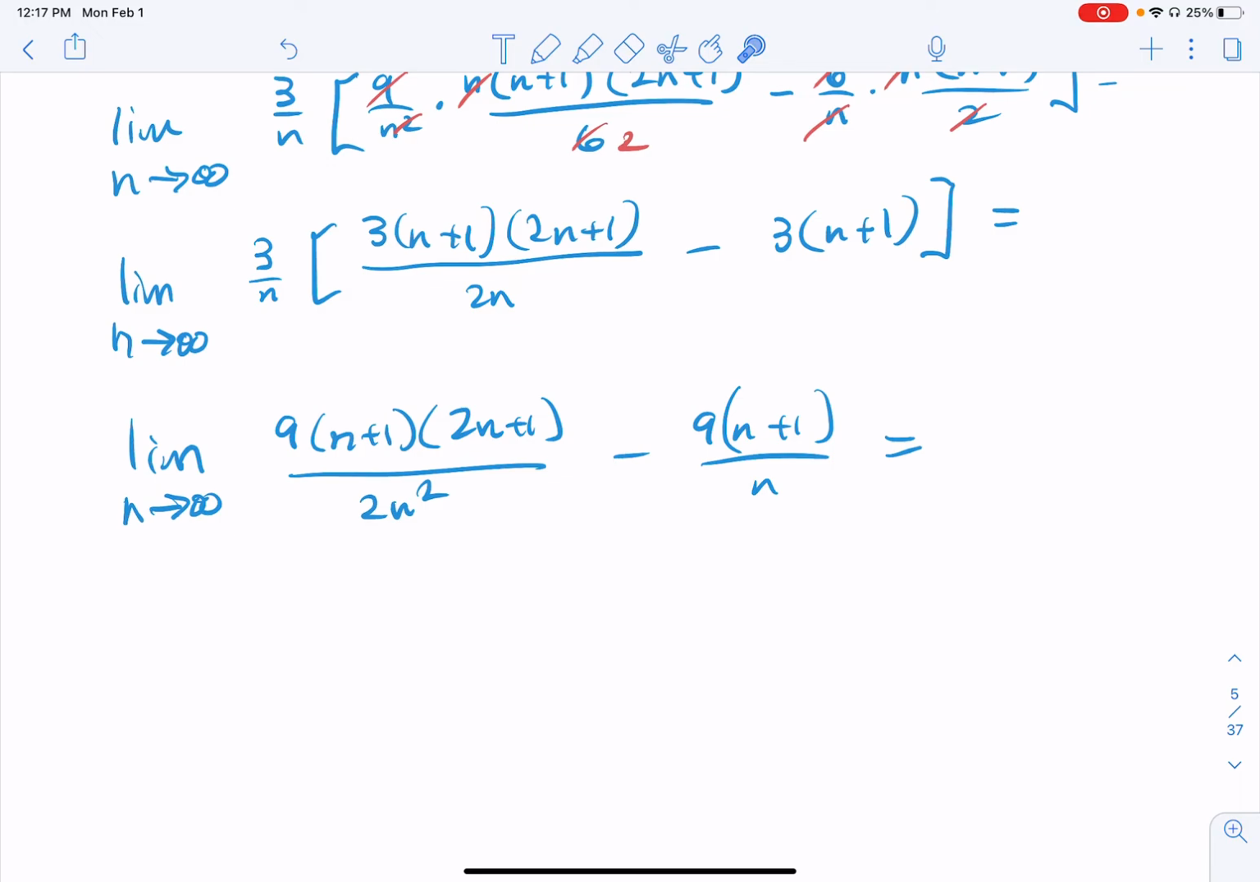Leading coefficient here, if we were to FOIL this out, this would be a 2n squared, but we're multiplying it times the 9 that's out front, so it's really a 18n squared. The n squared over the n squared, so those degrees are the same, is going to be 18 over 2. So that limit is just 9. You could write it as 18 over 2 if you want to, but it simplifies down to 9.